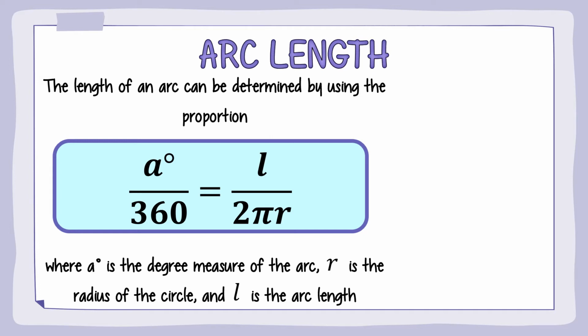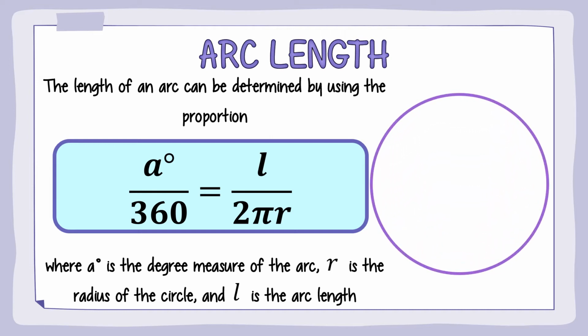Actually, this is just a proportion. If you notice, the left side of the equation is for the area, while the right-hand side is for the circumference. So this formula is to measure, for example, that one, the red one, the measure of the arc length. Let's have an example.